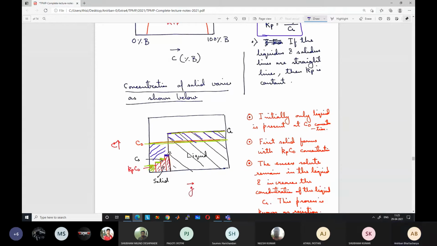So the concentration in the solid keeps on changing. Initially, for the first part, it was very low. Then it increased slightly, and again slightly. Obviously, it will not look like steps. It will be a continuous process. It will look like this. The concentration in the solid keeps on increasing gradually.